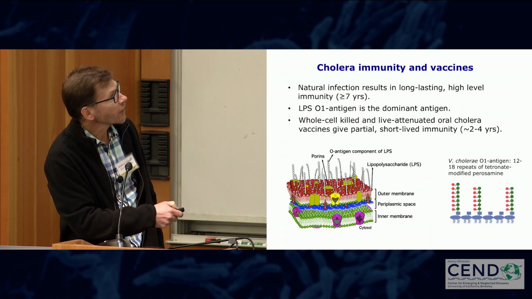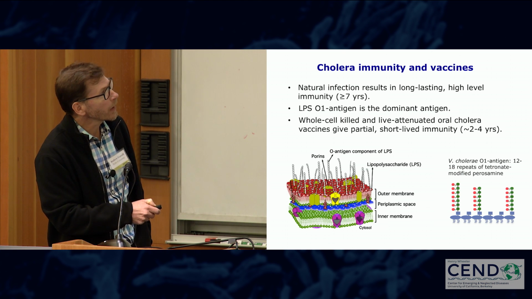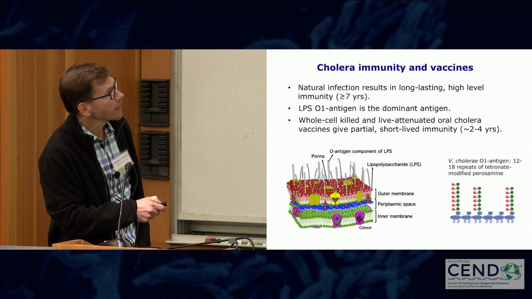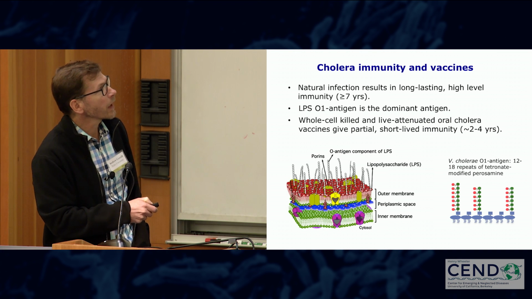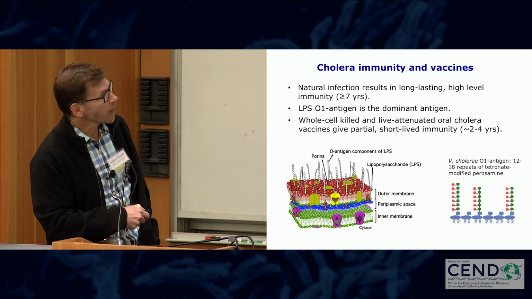And this is just a little schematic for those of you that are not familiar with gram-negatives. They have two membranes, an inner and an outer. And so the outer leaflet of the outer membrane is the lipopolysaccharide. And this is just a schematic of this O-antigen sticking off of the cell.